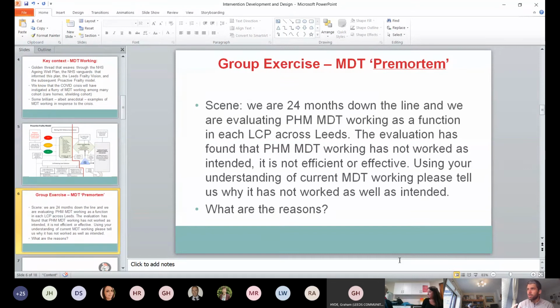Because what we really want to do here is make sure that if we're designing an intervention, the conditions around that intervention are optimal, in order to increase the chances of success. And this multidisciplinary team working is key for that. So the process is just to nip back into your breakout rooms and have a talk about multidisciplinary teamwork and engage in this pre-mortem type exercise, a forward view, 24 months down the line, and it hasn't worked. Why hasn't it worked? What are the potential reasons?